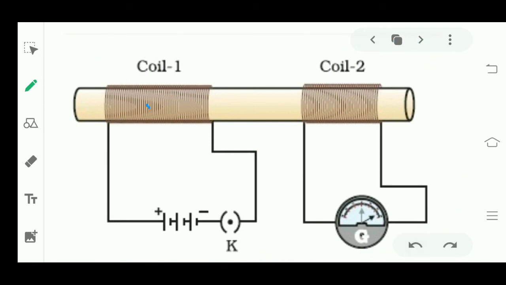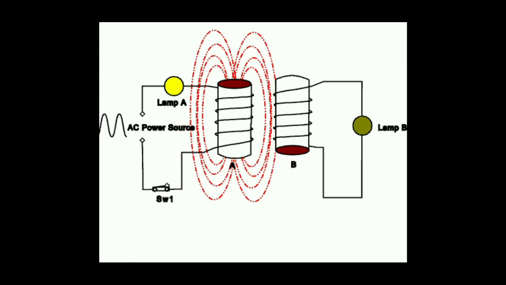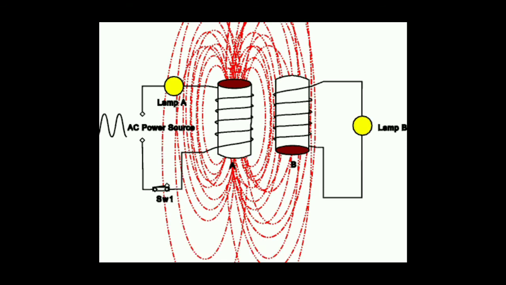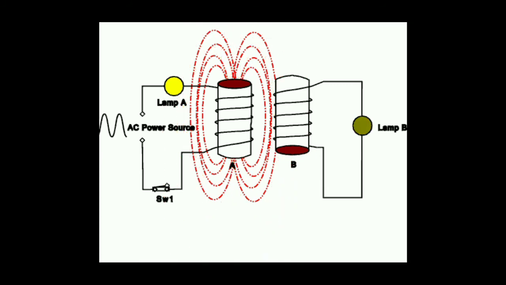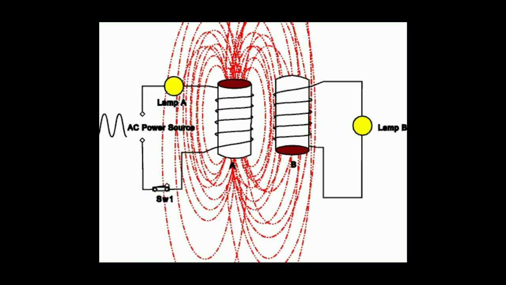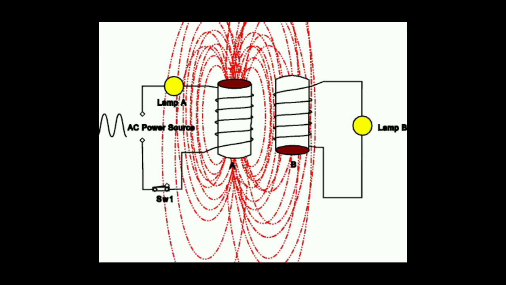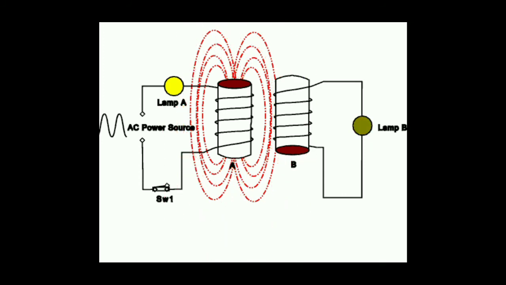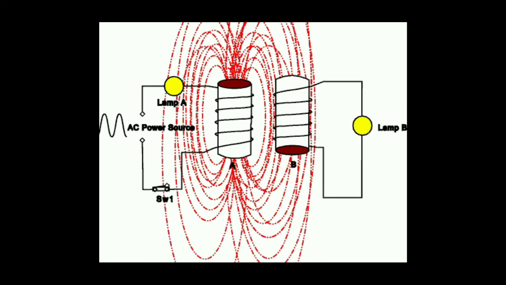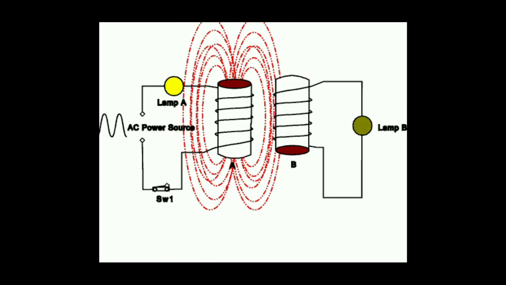You want to see it in an animated picture? Let's go. So here you can see that a magnetic field is generating in coil 1. You can see the AC power source, that means electricity is flowing in coil 1. Lamp A, you can see it is glowing, that means electricity is in this coil. Because of electricity, a magnetic field generates, and this magnetic field generates induced EMF in coil B.